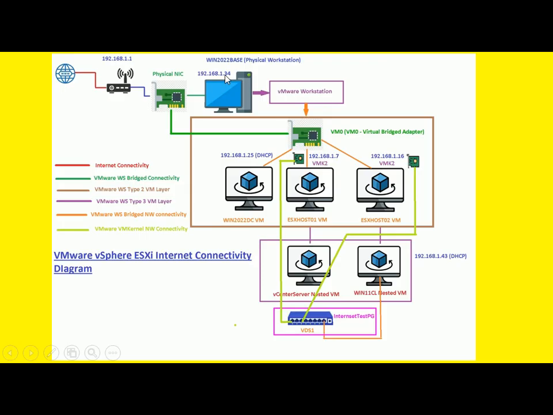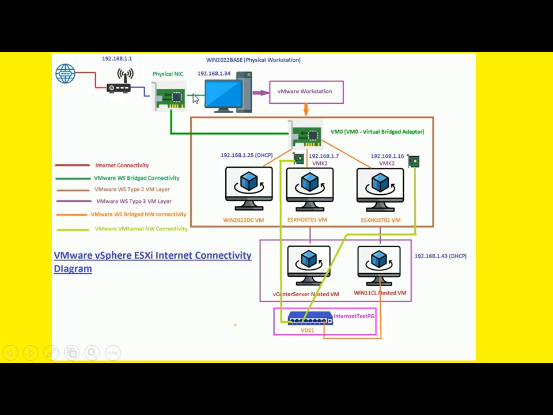So 192.168.1.34 can be a static IP also, or a DHCP IP. Once the IP assignment is done, this physical machine will have internet connectivity. I hope I'm clear up to this point: internet, your local broadband ISP router, physical NIC connectivity, and then the network internet connectivity to my physical machine. Okay, this is one part completed.